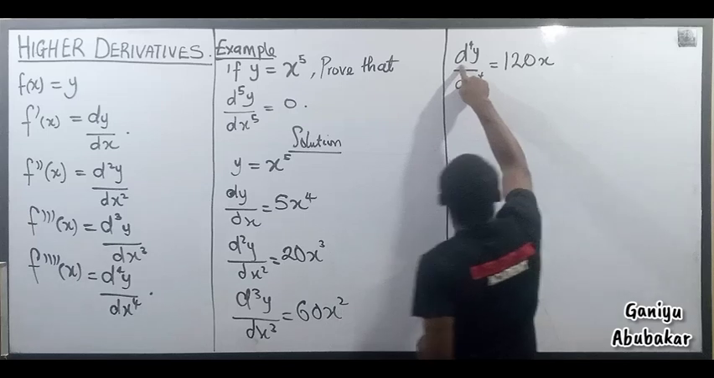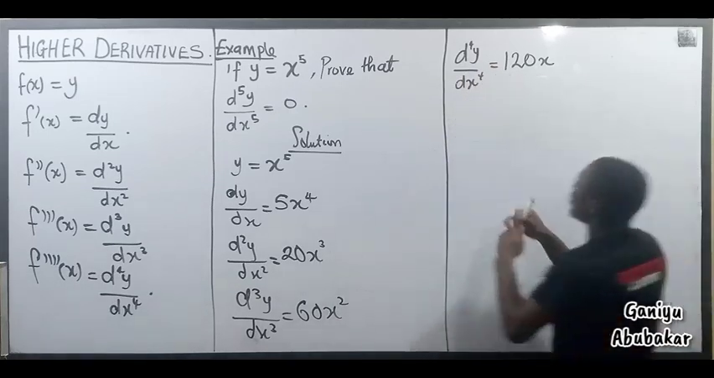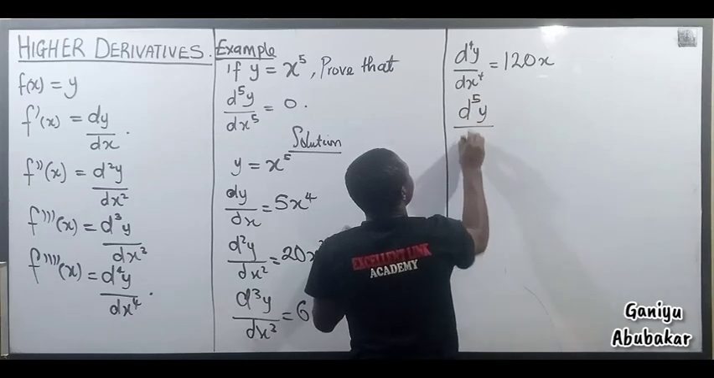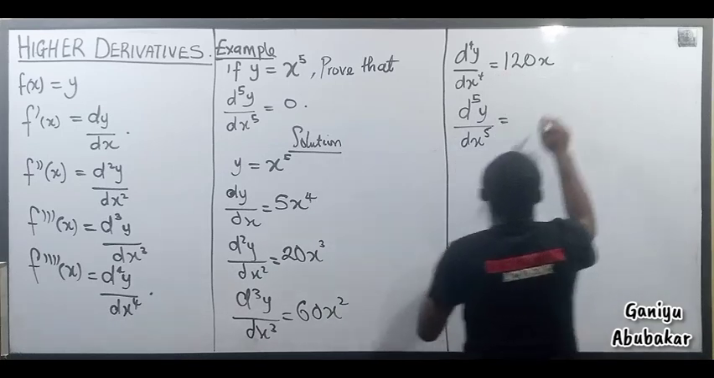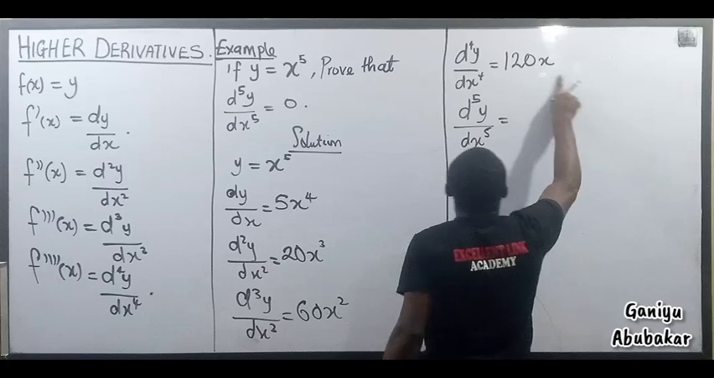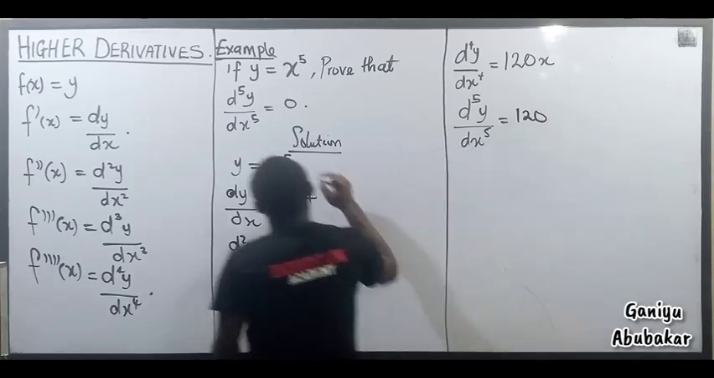So the fourth derivative, d⁴y over dx⁴, is equal to what? 120x. Finally, the fifth derivative, d⁵y over dx⁵, is equal to what? If I differentiate 120x, I'll have 120.